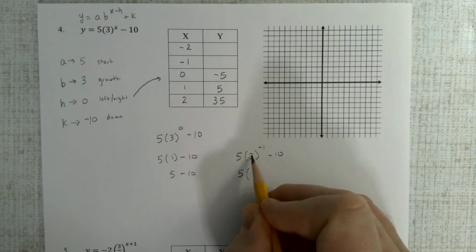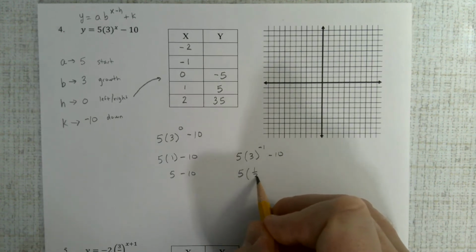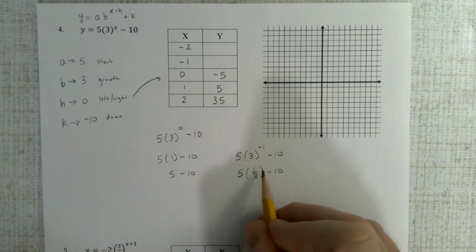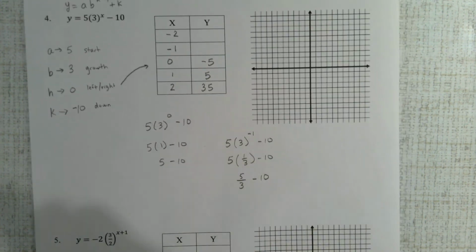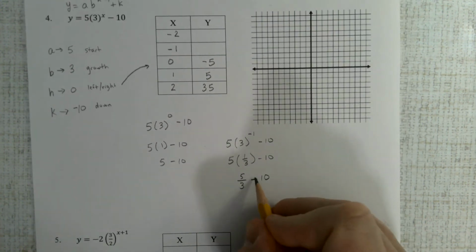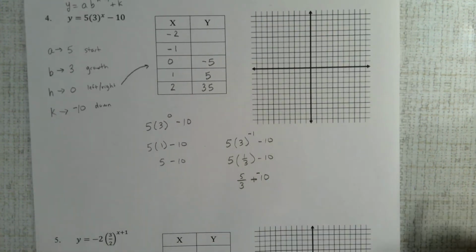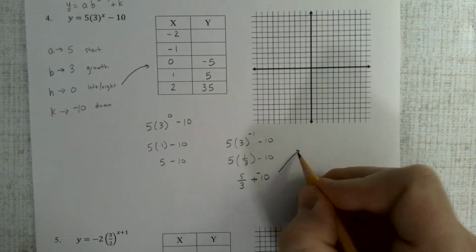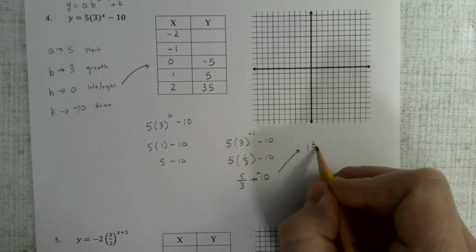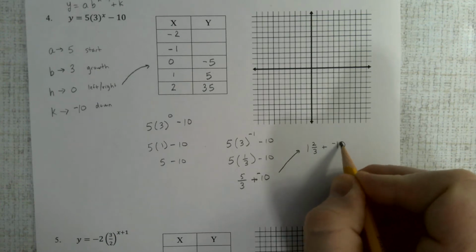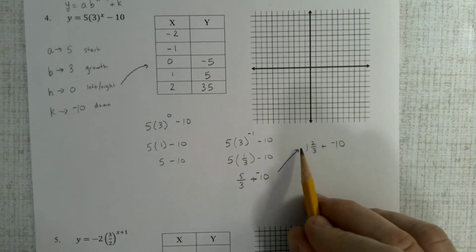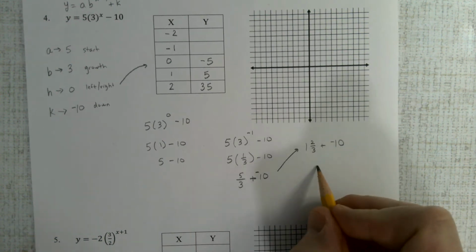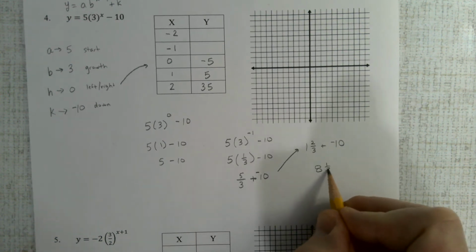If I plug a negative 1 in there, I have a 5 times 3 to the negative 1, which is 1/3, minus 10. And this is 5/3 minus 10. And now we have a fraction problem. There's several different ways to do it. I'd probably start by saying this is 1 and 2/3 plus negative 10. And if you owed someone $10 and you gave them $1 and 2/3, you'd be down to 8 and 1/3.